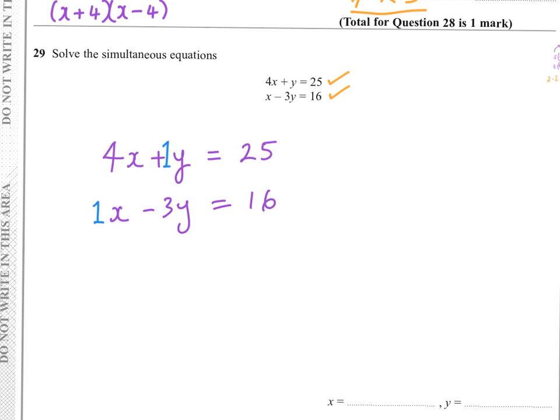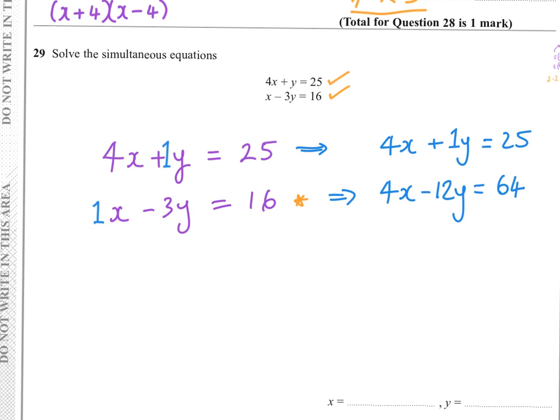Now if I try and get the x's the same for both equations, then what I can do with this equation here is times it all through by 4. And if I did that, I'd end up with 4x minus 12y equals 64. And if I write this equation, which I haven't changed at all, right above it, then that would stay the same.